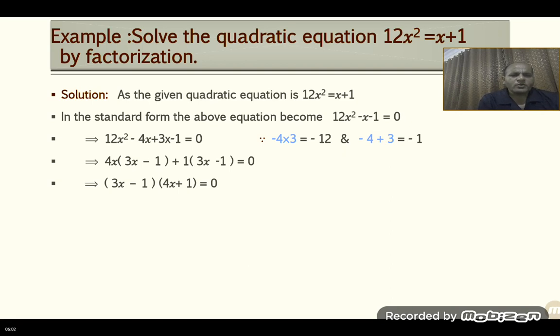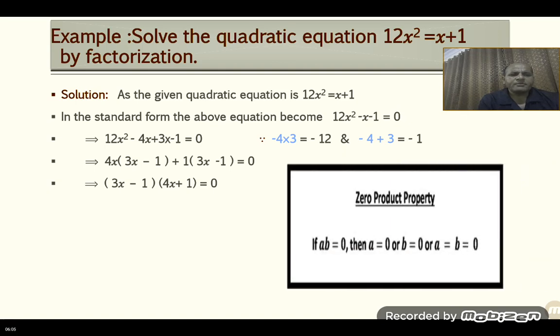To solve this product, we use the property of real numbers, that is zero product property. This zero product property says that if you have two numbers or two expressions, that is a and b, if their product is equal to 0, then either a will equal 0 or b is equal to 0, or both a, b is equal to 0. For example, if you multiply 3 with 0, the answer is 0. Because why? Because one of them is 0. Or if you multiply 0 with 4, the answer is 0. Similarly, if you multiply 0 with 0, the answer is 0. So this is called the zero product property.